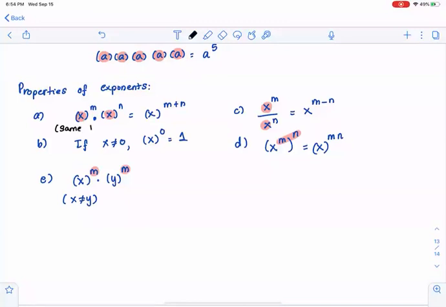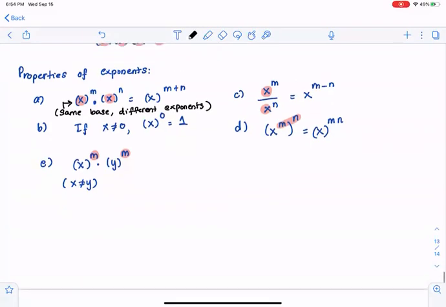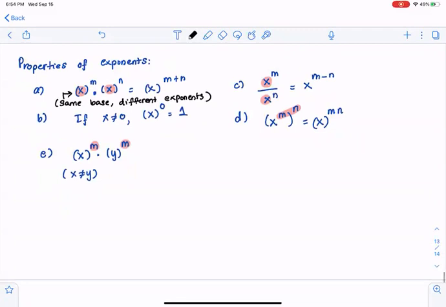So case A, I could write it as same base, different exponents. Here we have different bases, same exponent. If we have something like this, we can bump x and y together and then raise it to the common power m.